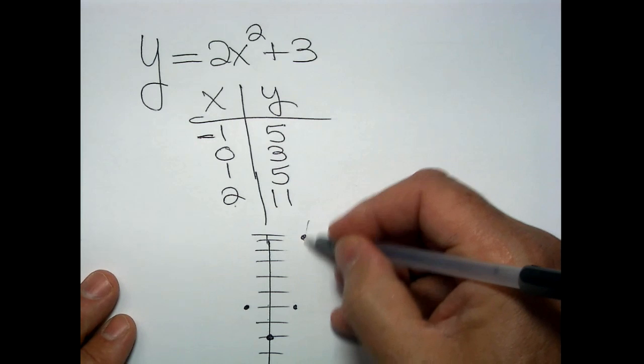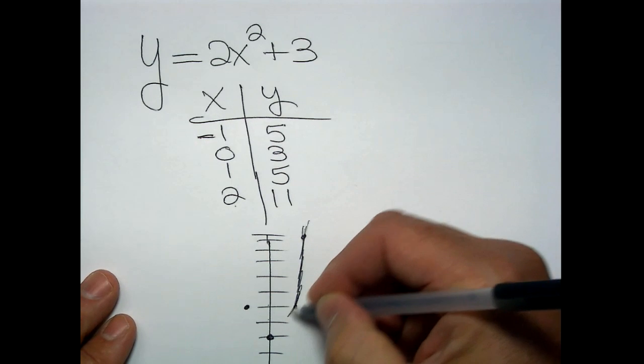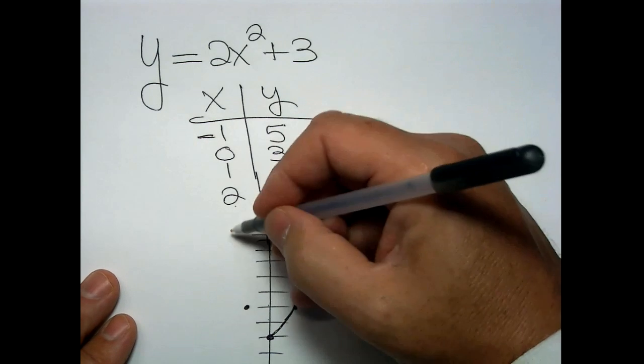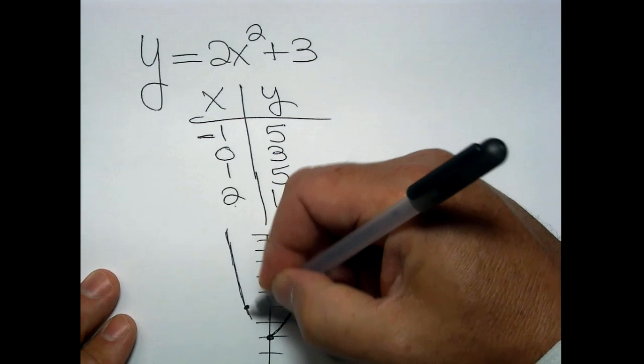What you got here is a parabola. This is a quadratic, which the shape looks to be like a parabola. And it comes down like this.